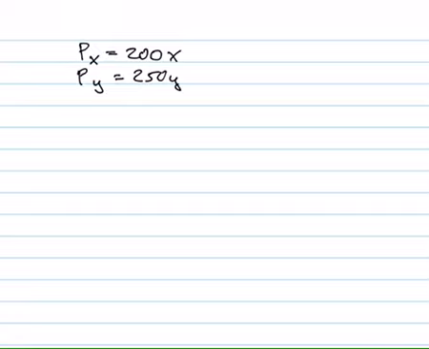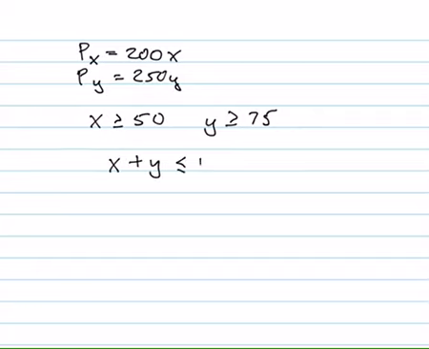To meet the demand, the company must manufacture at least 50, so X has to be greater than or equal to 50, and Y has to be greater than or equal to 75, because that's what they told us. To maintain quality, the total number cannot exceed 150 per week. So X plus Y has to be less than or equal to 150. How many jet skis of each type would maximize the profit, and what is the weekly profit?